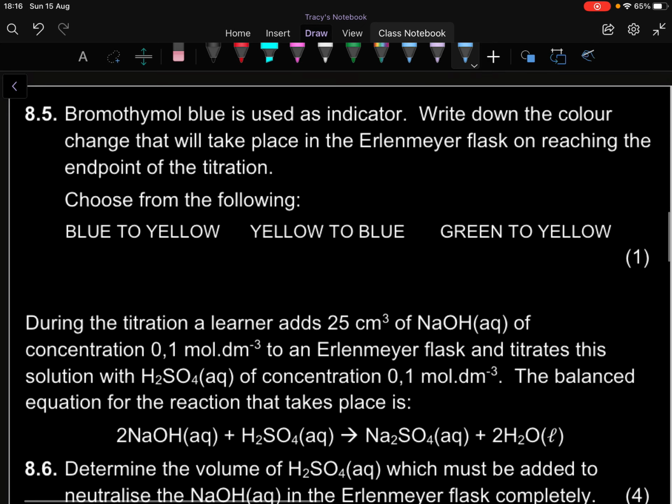Okay? Then they say bromothymol blue is used as an indicator. Write down the color change that takes place on reaching the end point of this titration. Choose between blue to yellow, yellow to blue, green to yellow. Well, green isn't an option here. Bromothymol blue will only be green if it's pH 7. It's not going to start as green. So you need to know that bromothymol blue is blue in a base, yellow in an acid. So in other words, it's going to go from blue to yellow.